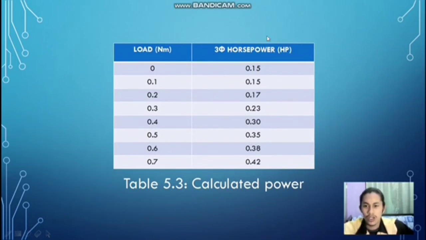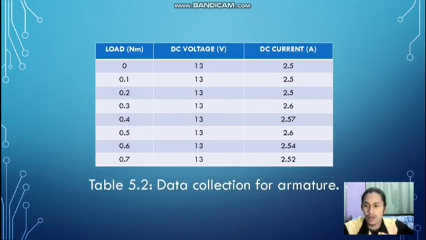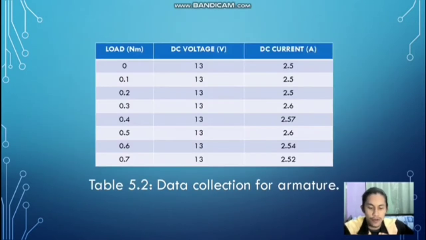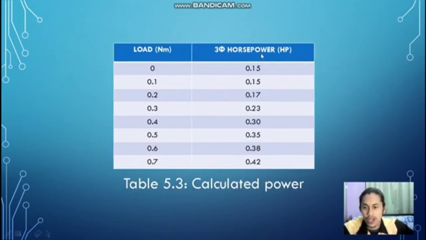In table 5.3, it shows the calculated power for the star connection. The horsepower in this table can be obtained by calculating it from the three phase power. 1 horsepower is equal to 746 watts. So we can divide the three phase power by 746. So the answer will be obtained here.